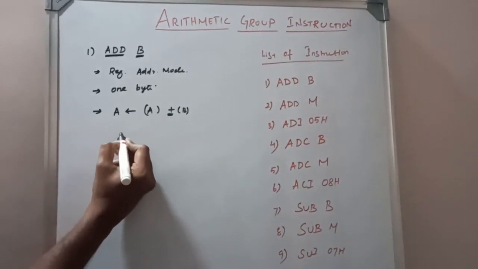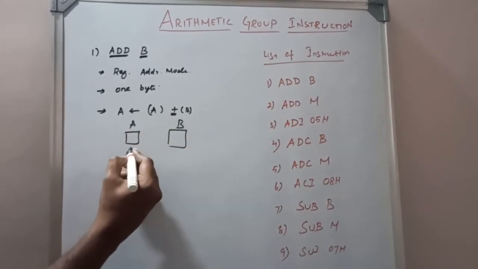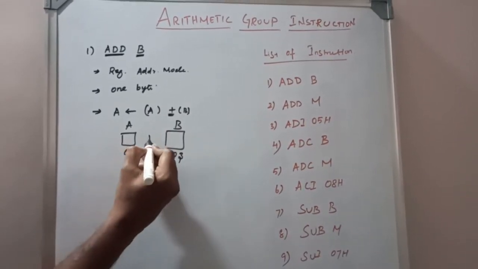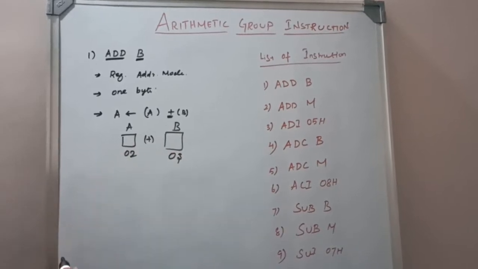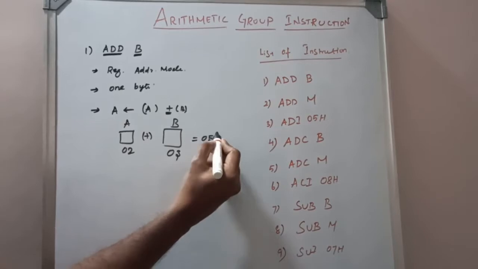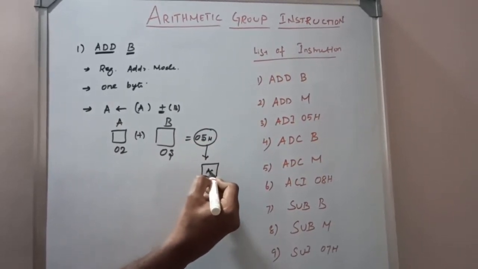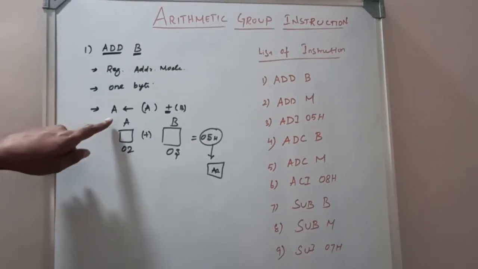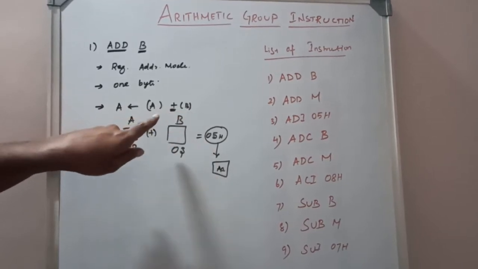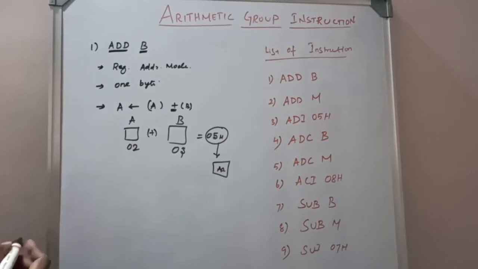This plus is an addition function, just adding the two register contents, A register and B register. For example, A register holds 02H and B register holds 03H. Adding the two contents, the final result is 05H. This value is passed to the accumulator register. So after execution of this instruction, the final result is stored in the accumulator. That is the first instruction.